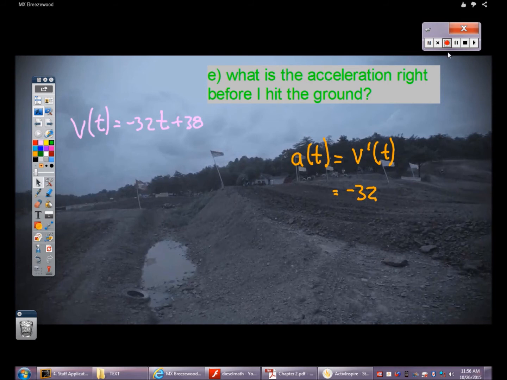Another reason why it's negative is because I'm actually slowing down just before I hit the ground. I'm accelerating up to the jump and then letting off the throttle throughout the flight and then slowing down until I hit the ground, and then I'm back on the throttle again.